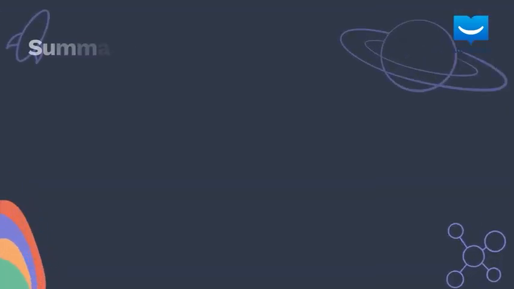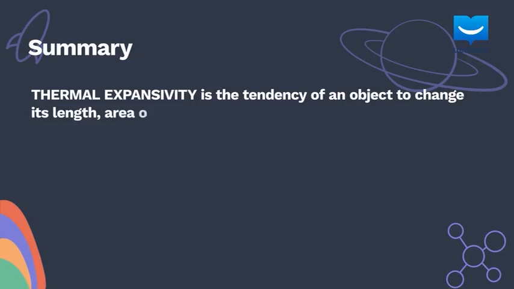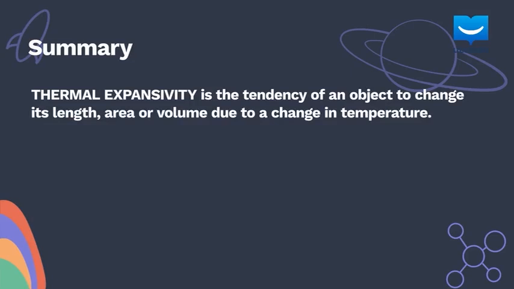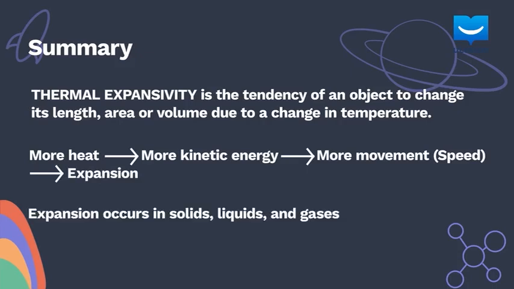Decrease. So in summary, we've learned today that thermal expansivity is the tendency of an object to change its length or its area or even its volume due to a change in temperature. Secondly, we learned that an object will expand when the kinetic energy of its molecules increases as a result of heat being supplied to the object. And thirdly, we learned that thermal expansivity can occur in solids, liquids, or even in gases.